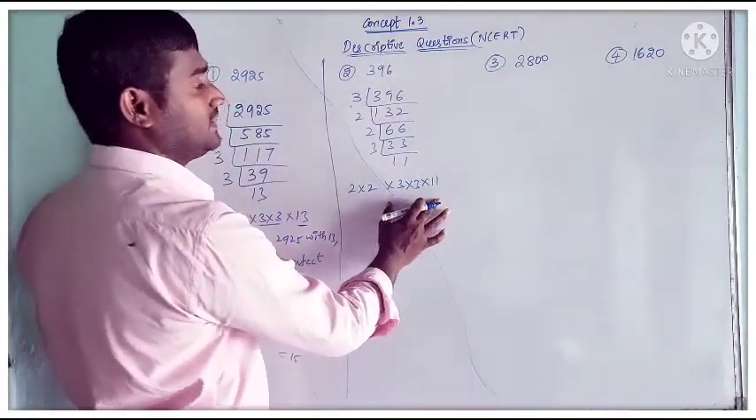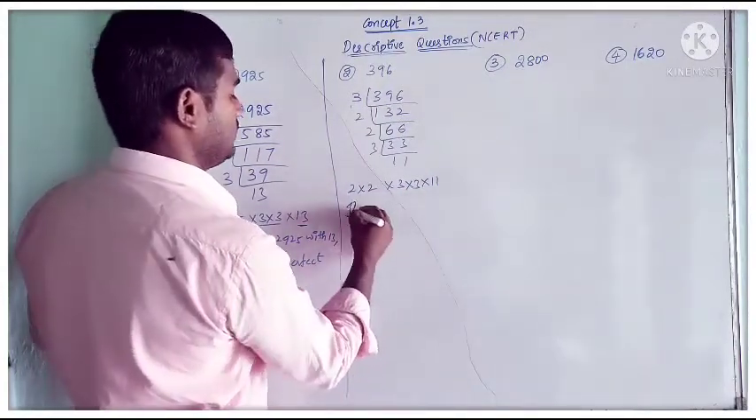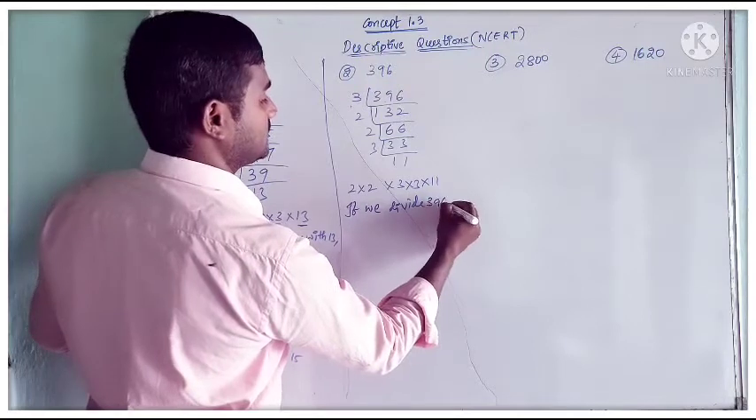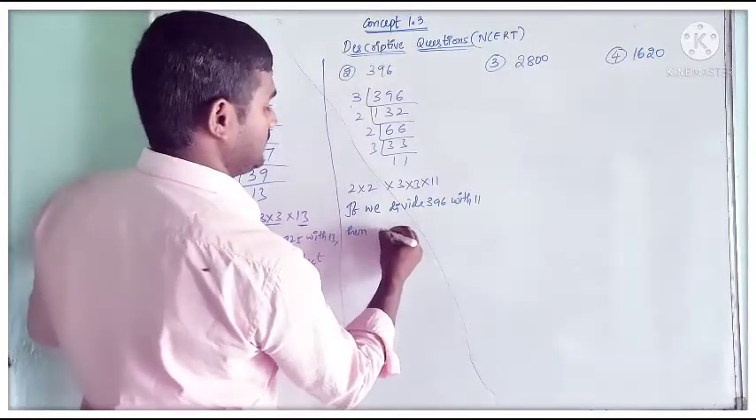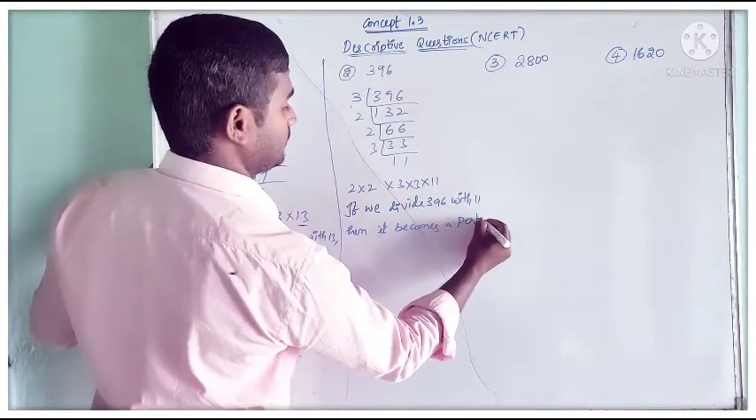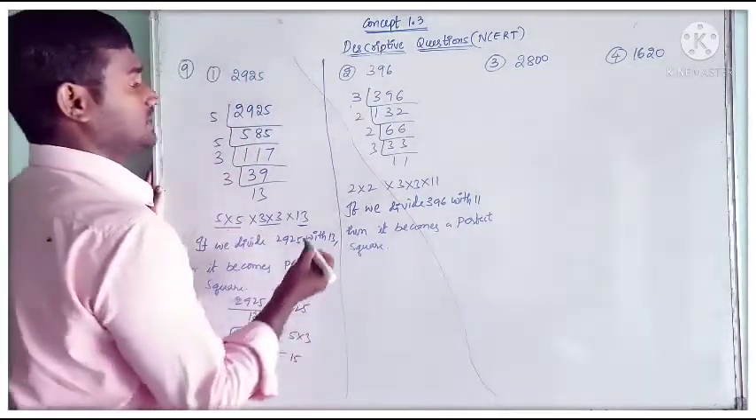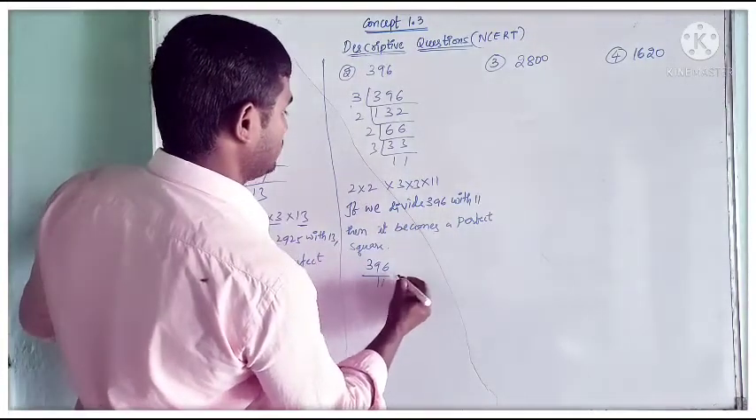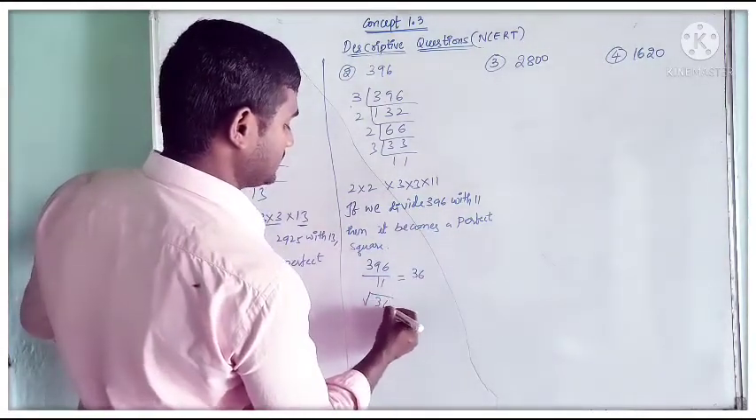So we can eliminate this unpaired number. Then it becomes a perfect square. So, if you eliminate, it means we should divide. If you divide 396 by 11, then it becomes a perfect square. Okay. So, now it becomes, see here, 396 by 11 equals 36, 4 9s are 36. Okay. So, the square root of 36 is 6 only.